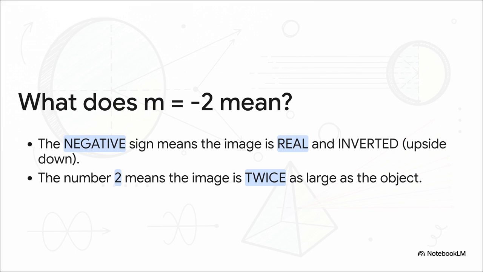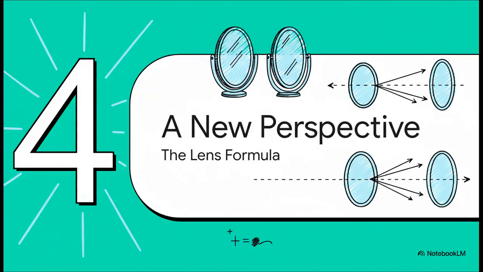Now, what about the number 2? That just tells us the image is twice as big as the original object. So m equals -2 means an upside-down image that's twice the size. See? Simple. Fantastic. So we've basically cracked the code for mirrors.